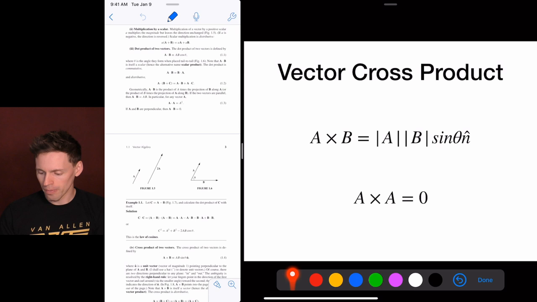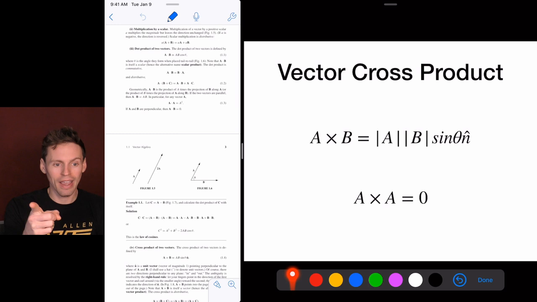The cross product, A cross B, is not a scalar, it's a new vector. The magnitude of A cross B is equal to A times B times the sine of the angle between them. The result is a vector that points in the direction normal to A and B. You might remember the right-hand rule. A and B create a plane because you have two vectors, and A cross B is going to be a third vector that's perpendicular to the plane generated by A and B.